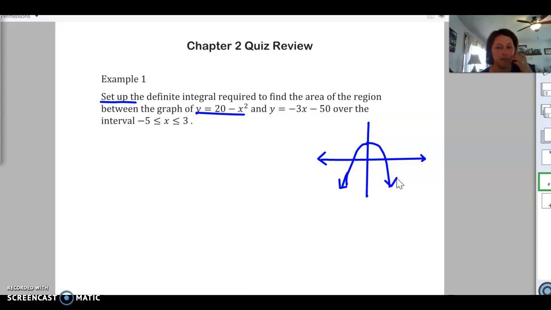There's our parabola. And then for our equation, negative 3x minus 50, I know that this is going to be a graph that goes through negative 50 and then has a negative 3 slope. So it's going to go quite a ways down there. And they're going to meet somewhere down here. So a really, really rough sketch of that. What we are actually going to find is the area between these two curves.